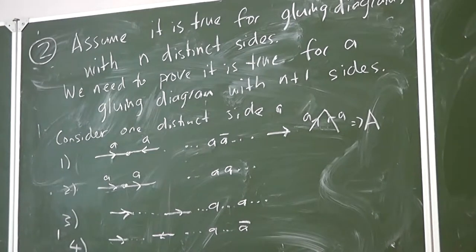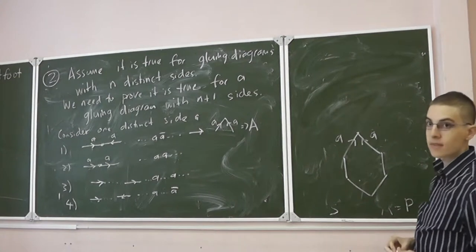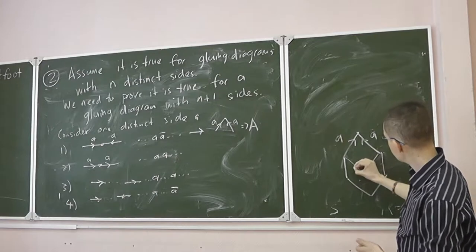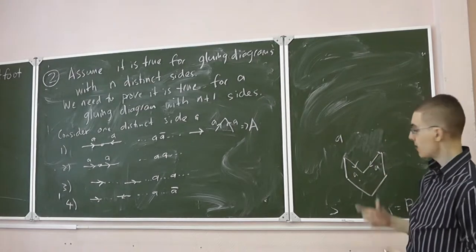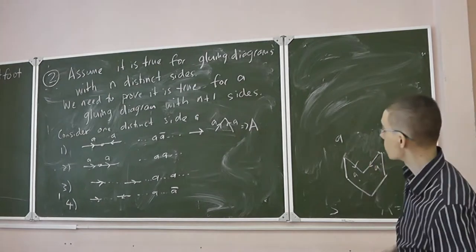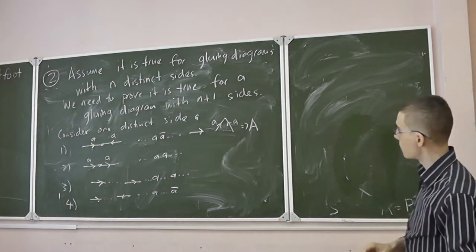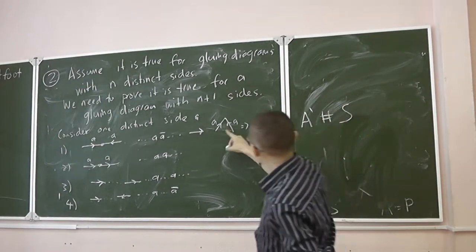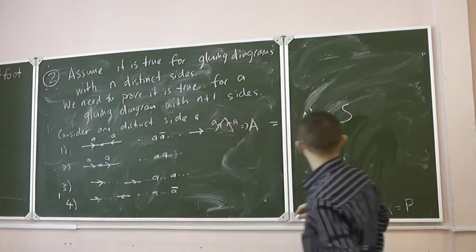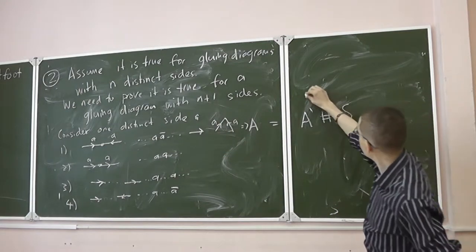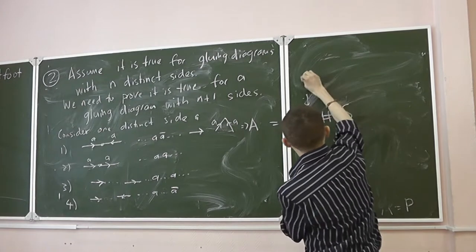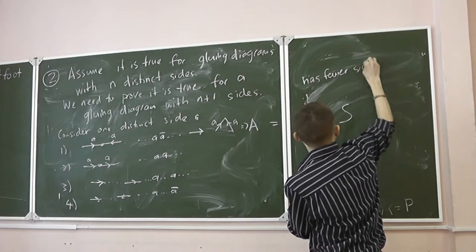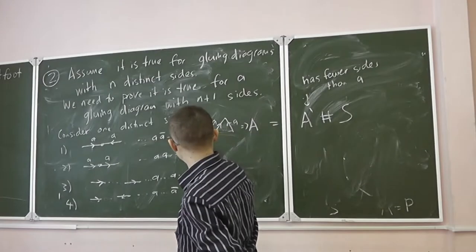So you have some gluing diagram, AA. Do you remember what happens here is that you can draw it like this, and then you see those seal up. Or an alternative way to say that is that it's the connect sum of a surface A prime with a sphere, and this A prime has fewer sides. Okay.